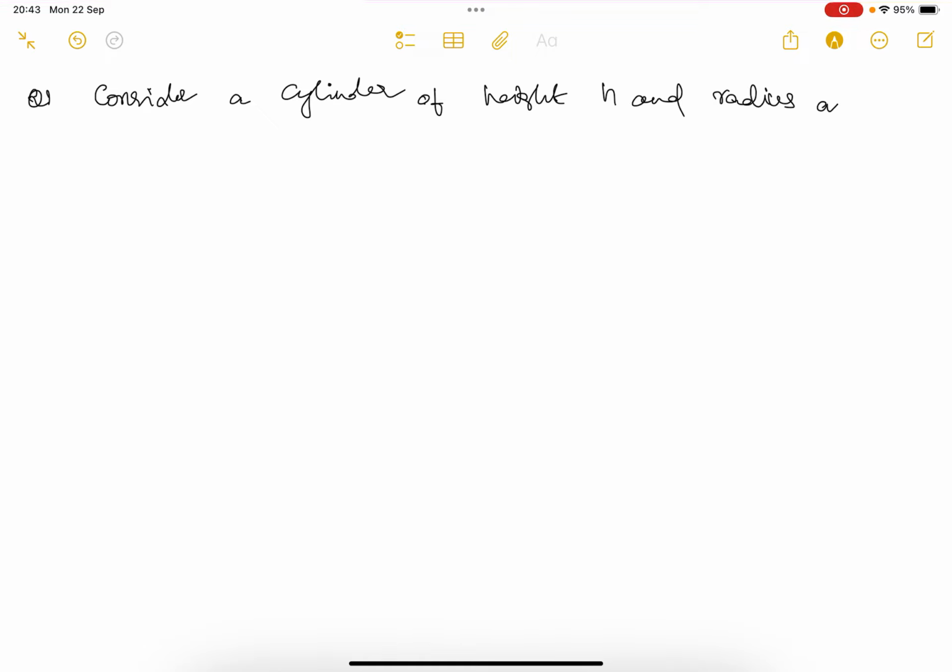Hello, let's solve a problem on the flux passing through a cylinder. So the question is, consider a cylinder of height h and radius a, closed at both ends, centered at the origin.